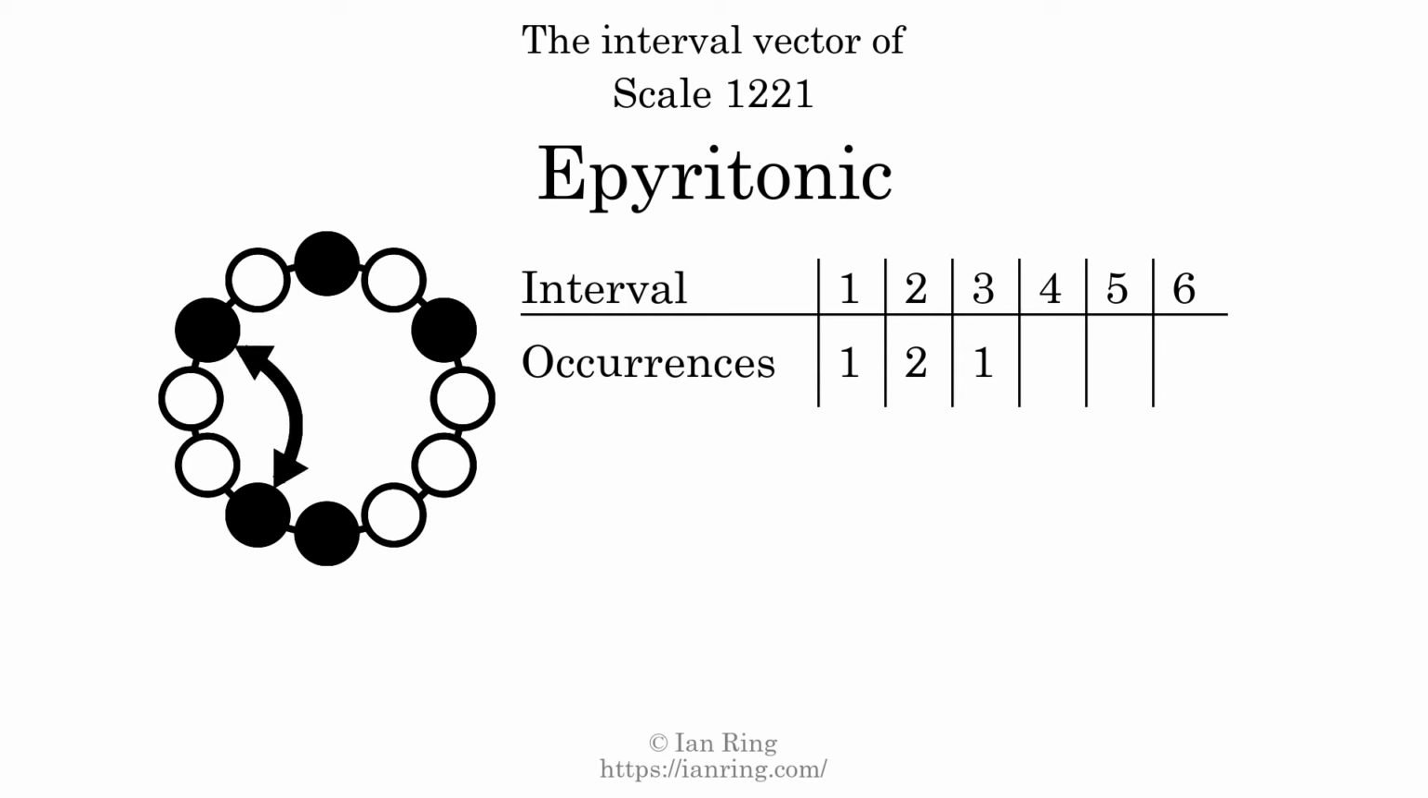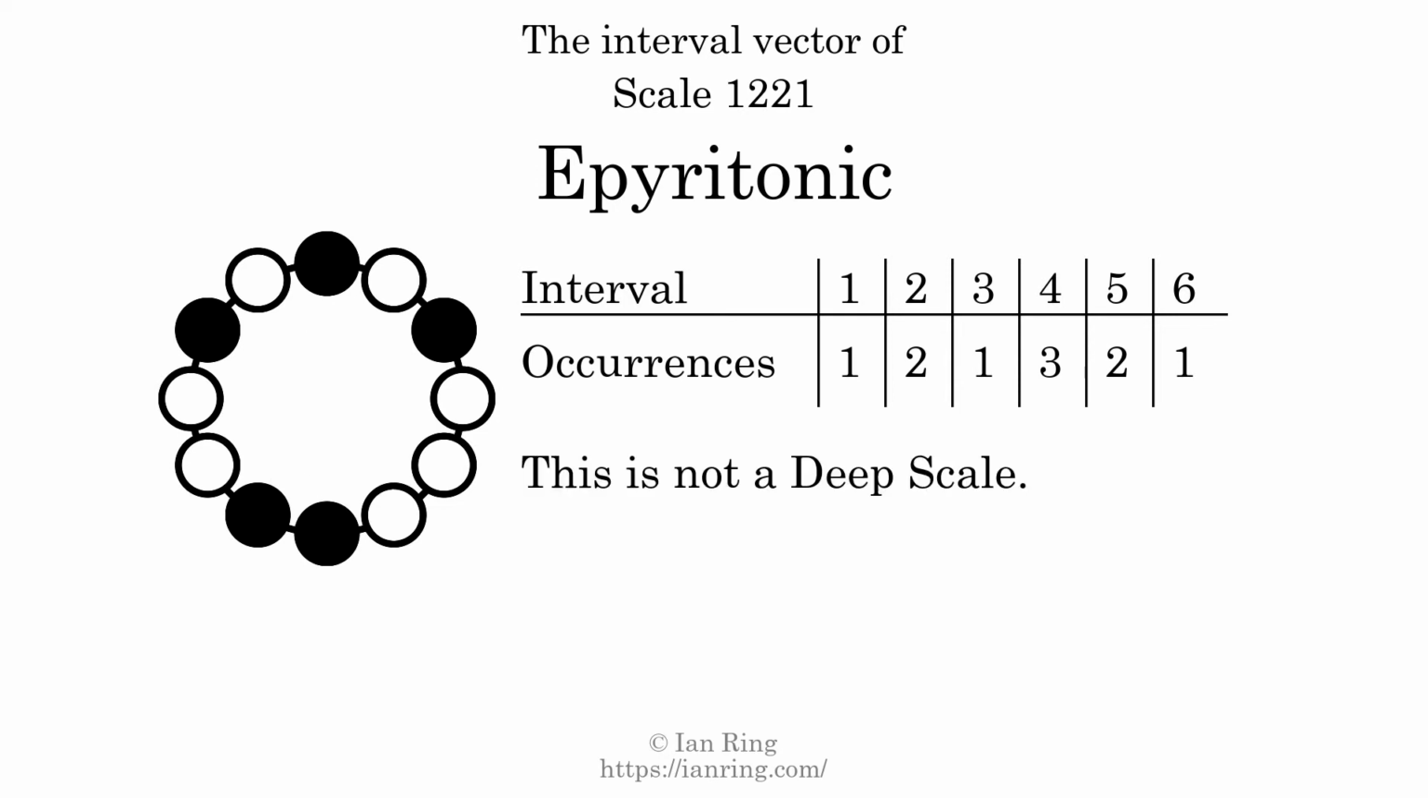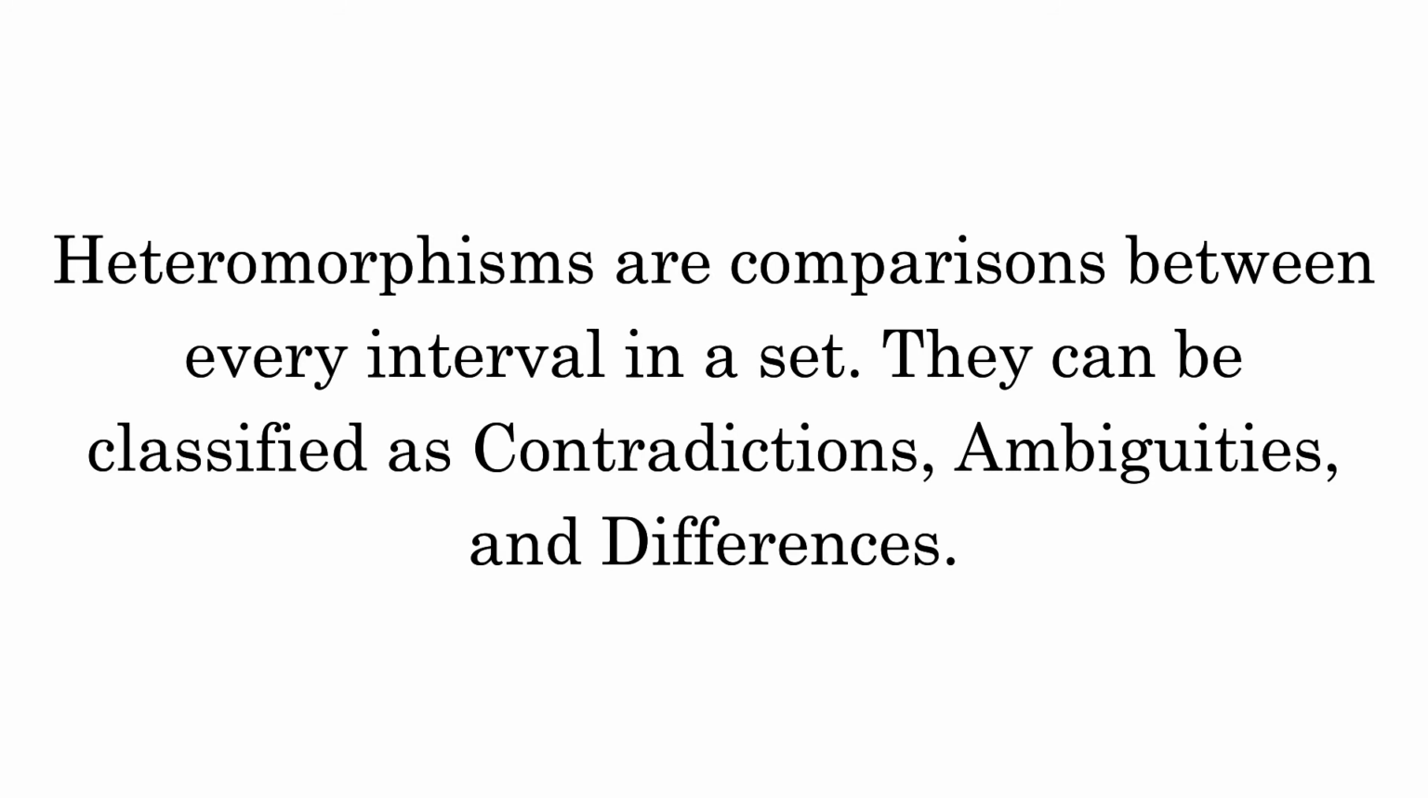It is here. There are 3 intervals with a size of 4 semitones. They are here, here, and here. There are 2 intervals with a size of 5 semitones. They are here and here. There is one interval with a size of 6 semitones. It is here. Each interval does not appear in this scale a unique number of times, so this is not a deep scale.